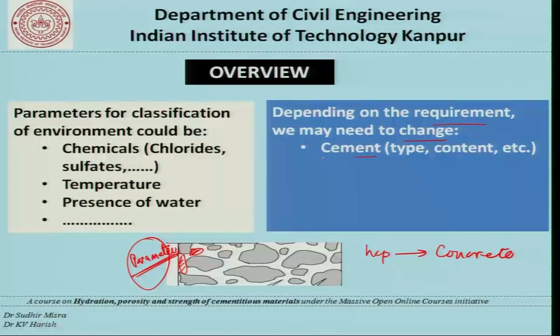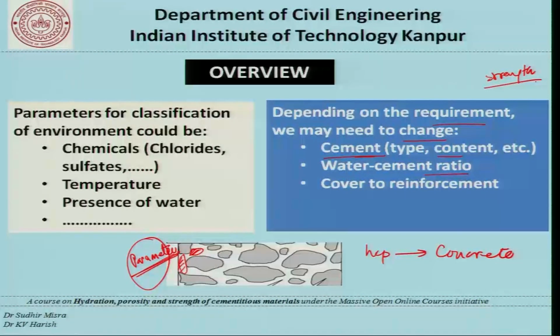One thing that we can do is to change the type and content of the cement. That is, we could use high strength cement, low heat of hydration cement, sulfate resisting cement and so on. We could change the content of the cement in the concrete, or we could change the water cement ratio. We could also change the strength. We can have a requirement that for a certain type of environment, we must have at least a certain strength in the concrete, or we must have at most a certain water cement ratio.